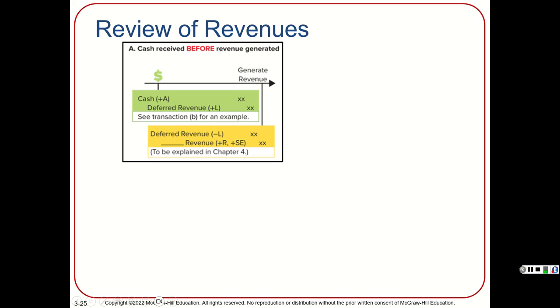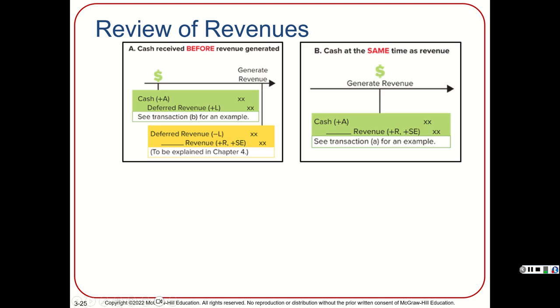So we're going to review the revenues for just a moment. In this example, the cash is received before the revenue is generated, meaning the products or services have not been delivered yet. So the initial transaction for this kind of activity is that your cash is increasing, but since you have not earned the revenue, you're going to create a liability. So you're going to increase your asset and increase your liability. In Chapter 4, we'll learn how this gets reversed.